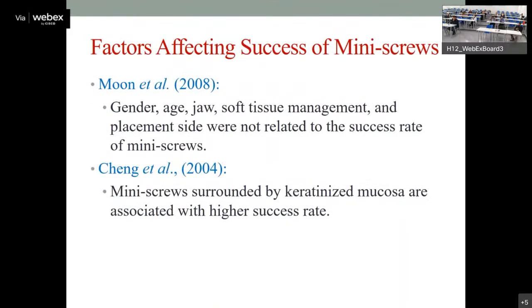However, others rejected this. For example, Moon et al. in 2008 suggested that gender, age, jaw, whether maxilla or mandible, soft tissue management, and placement site were not related to the success rate of mini-screws. Also, it's been suggested, and I think we all agree with this, that placing a microscrew in keratinized attached gingiva is associated with a higher success rate than placing the microscrew in non-keratinized or mobile tissue.